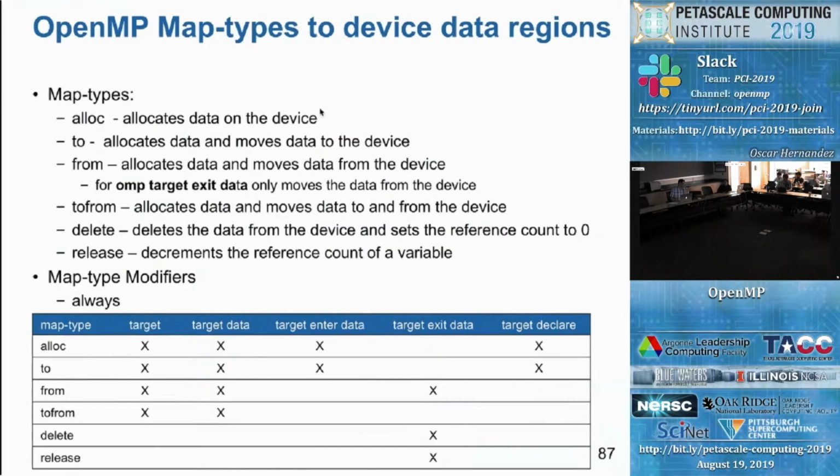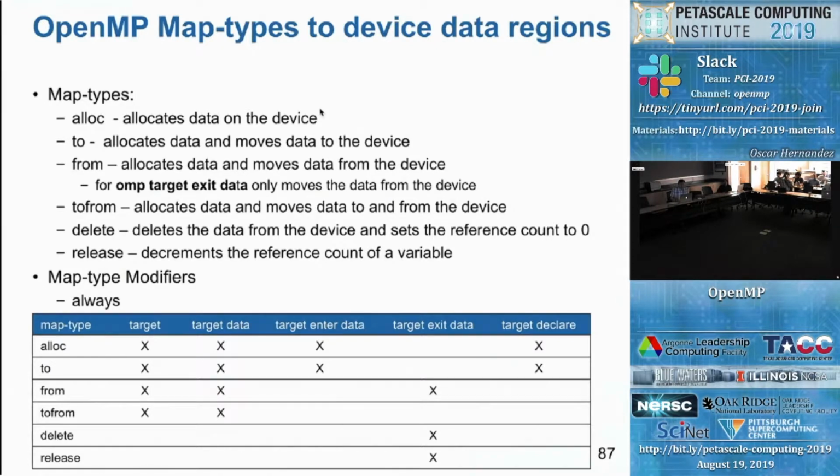This is just some device types. Basically, whenever you are controlling your data environment, you can use this to control if you want to allocate data in the accelerator or copy data to or from, and so on. And there are some rules here about reference counts that we can use to specify how many times a variable is seen inside a data environment and what to do about that. There are some examples of that.